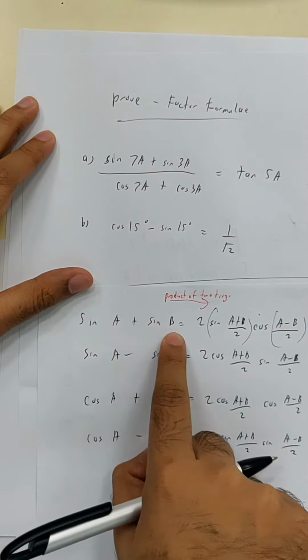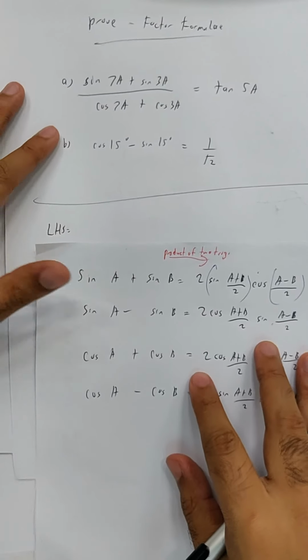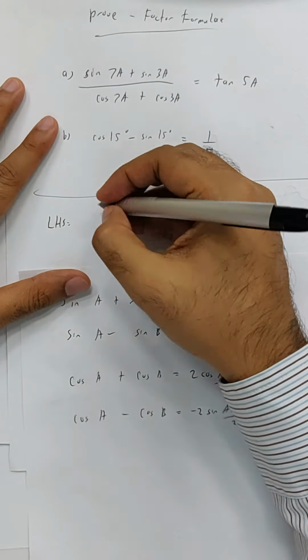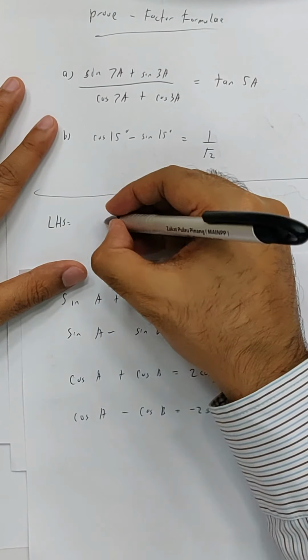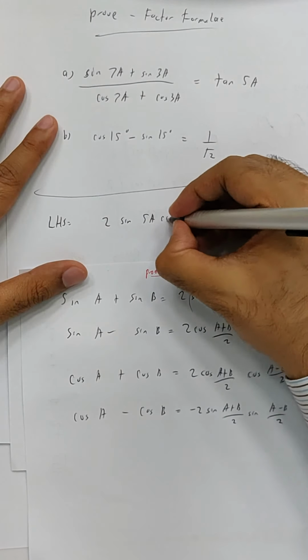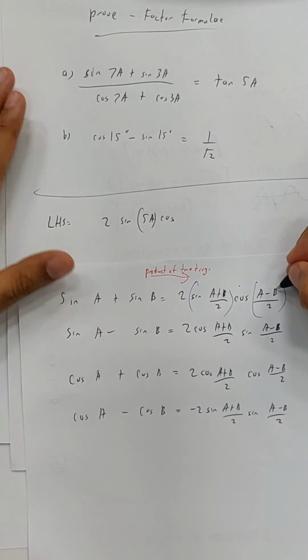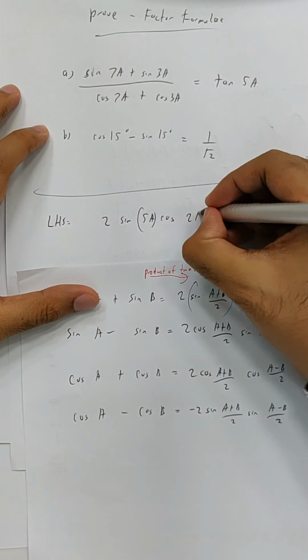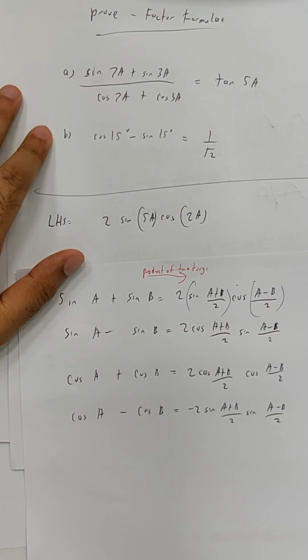See over here? Sine plus sine. So we're using this product of trigo, factor formulae. So I'm doing this one here. Sine 7a plus sine 3a, we got ourselves 2 sine (7a plus 3a) over 2, which is 10a over 2, 5a, cos (7a minus 3a) over 2, 4a over 2. Are you guys still alive? Good.